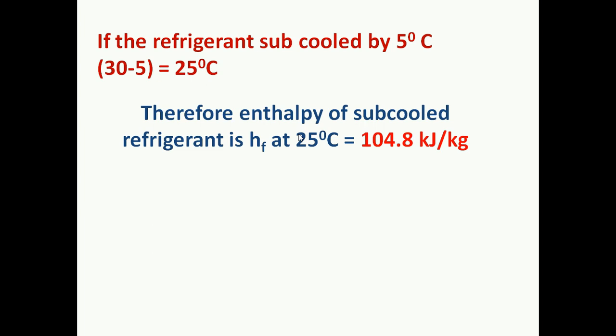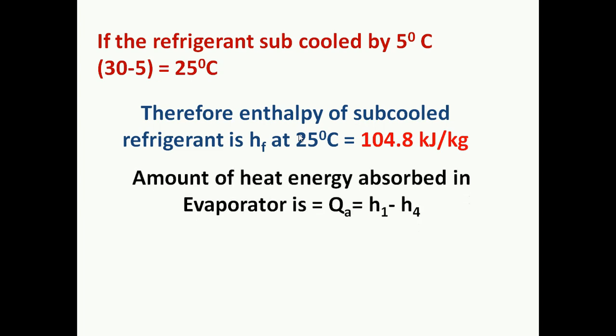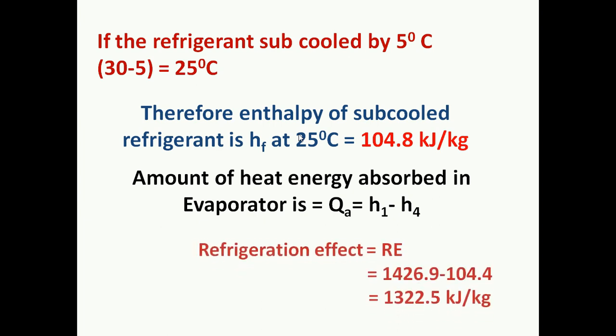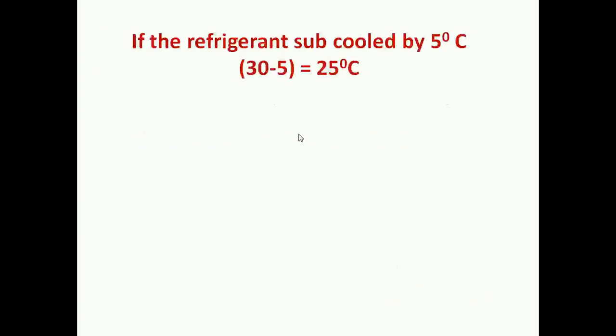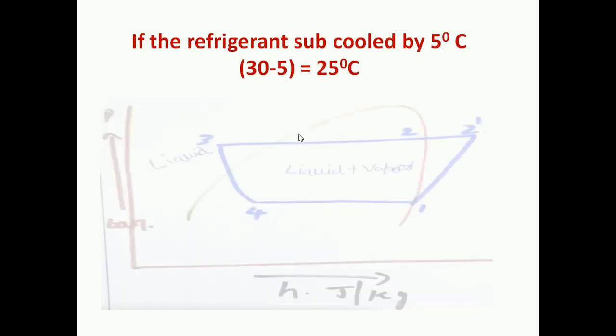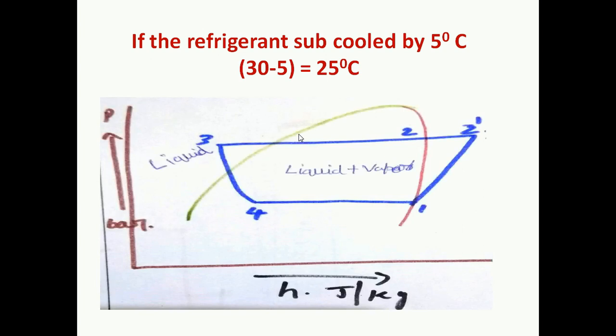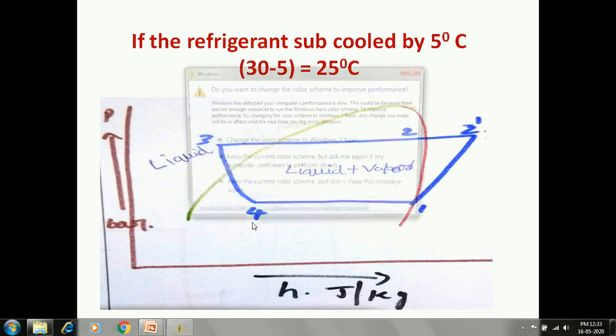Why? Because if it has a lower temperature before entering the evaporator, definitely it will absorb more heat energy, then your refrigeration effect will increase. When the refrigeration effect increases, your COP value also increases. That's why, this is the evaporator, the amount of heat energy absorbed in the evaporator, the refrigeration effect. Then if the refrigerant is subcooled by 5 degrees Celsius, this is what happens. Already here it has to reach, but it reaches point 3. Then H3 minus H4, isenthalpic expansion.